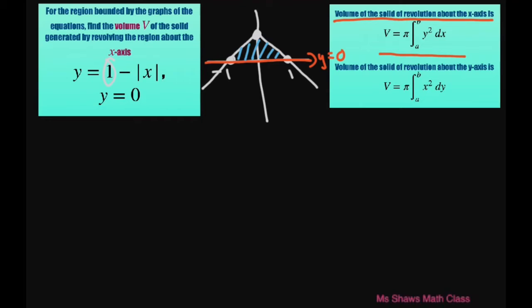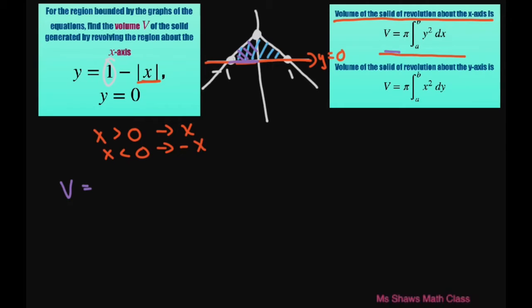The only problem is that we have to deal with this absolute value of x. So when x is positive, then we'll just have x. When x is negative, then that means we have negative x. So basically, the negative x is in this area here.